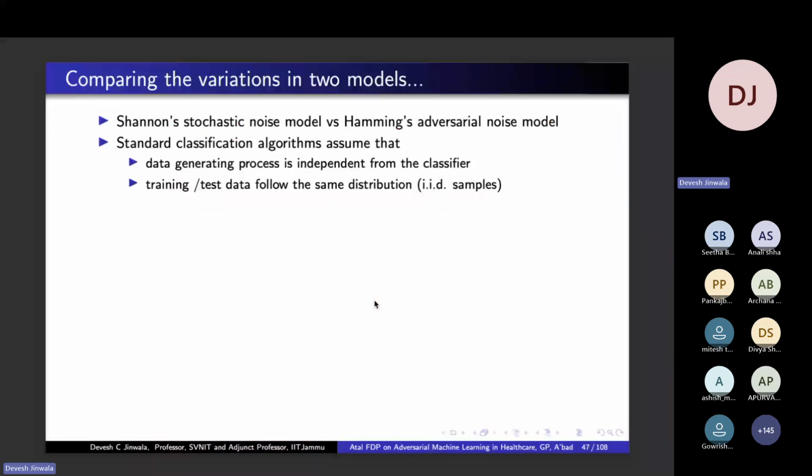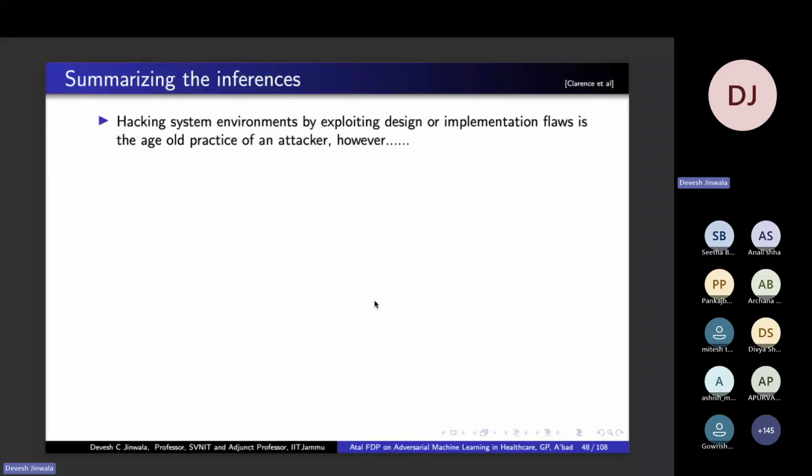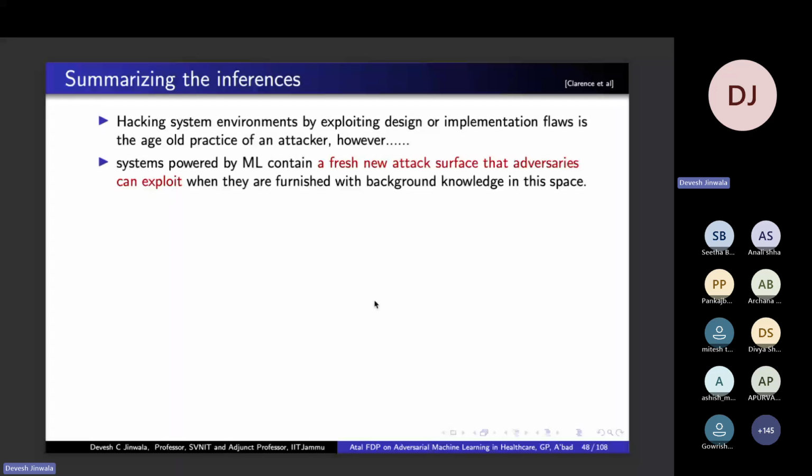So I think I explained this earlier. The two models: Shannon's stochastic theory, or random noise theory, versus the adversarial noise theory, which is given by Hamming. And the details which are shown here, I'll not read them because I think I have tried explaining them. These are the summary of the inferences. But I'll have one more view on this by means of a beautiful diagram which appears in a textbook. You can see the name of the author on the right-hand side top of the screen, Clarence et al. That textbook is one of the rare textbooks which talks about this; the title is Machine Learning in Security. I'm giving that as a forward pointer to you, worth studying in order to understand how this entire thing happens.